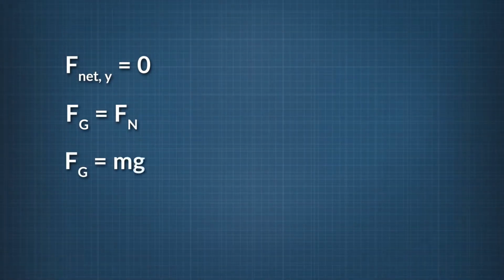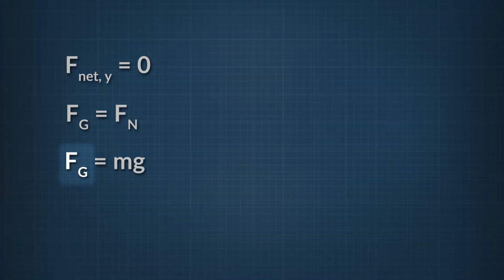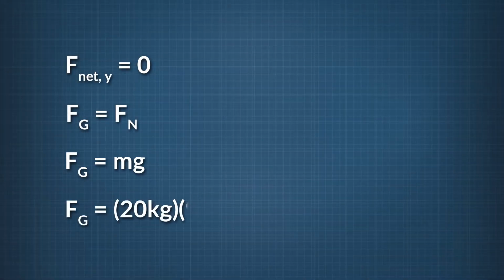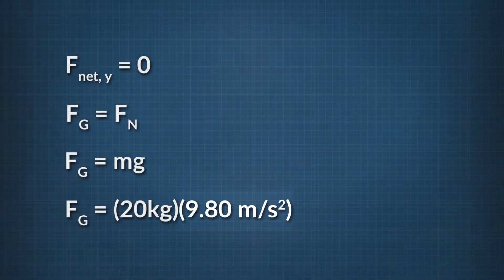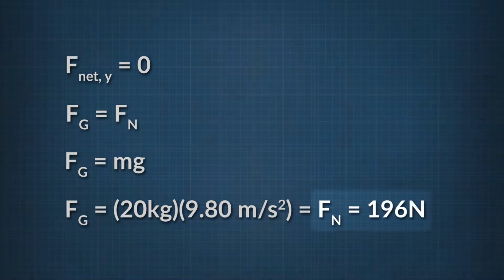In another segment, you learned the force due to gravity is the weight of the object, and force due to gravity equals mass times the acceleration due to gravity on Earth. The object has a weight which is equal to its mass, 20.0 kilograms, times the acceleration due to gravity on Earth, or 9.80 meters per second squared. So the normal force is equal to 196 newtons.